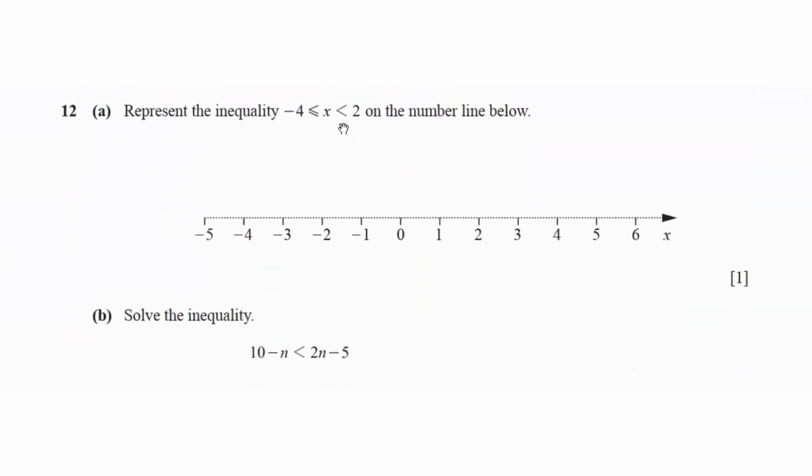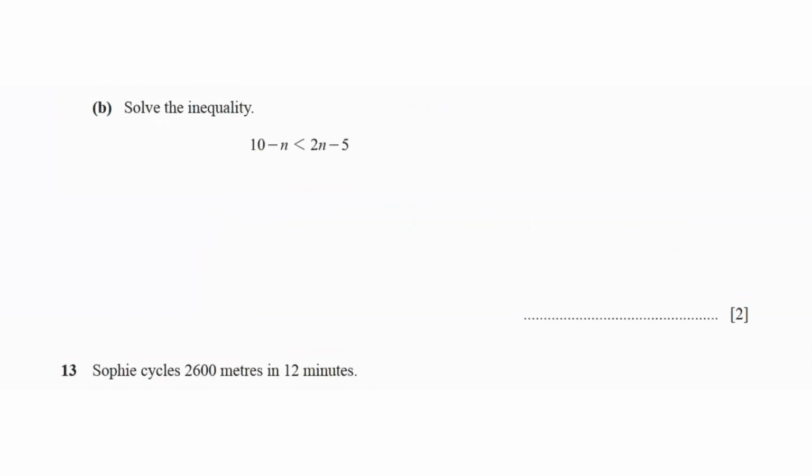Represent the inequality x is greater than or equal to -4 and less than 2 on the number line. So on -4, we'll draw a colored circle because the colored circle represents that the value is included in the range. And at 2, we'll draw a blank circle, which shows that this value is not included in the range. And then we connect the 2 circles with a line. That is your answer.